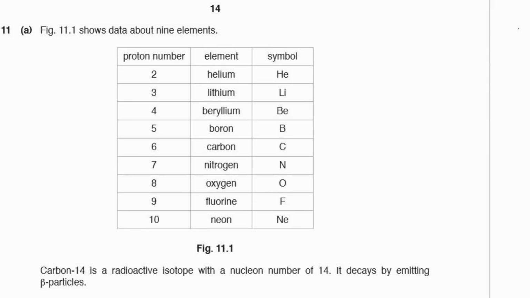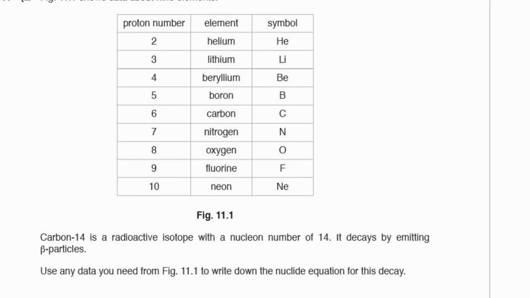11a, figure 11.1 shows data about 9 elements. Carbon 14 is a radioactive isotope with a nucleon number of 14. It decays by emitting beta particles. Use any data you need from figure 11.1 to write down a nuclide equation for this decay. Alright, so we have to write down radioactive decay.